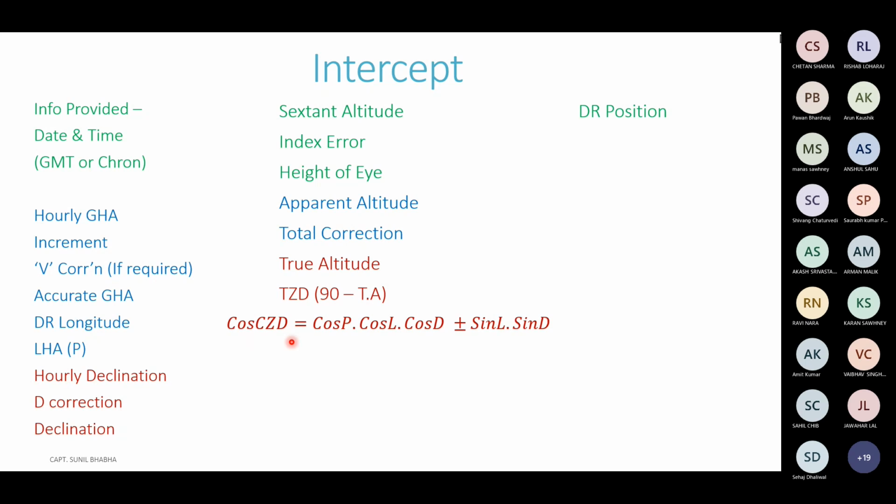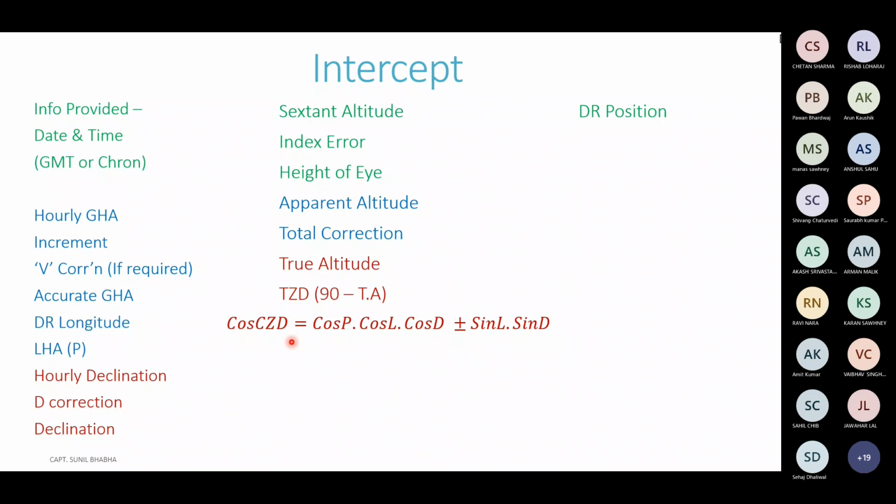Now coming on to the calculated zenith distance. Now TZD and MZD were both obtained with observations. We used the sextant, and from the sextant we obtained the true altitude of the body, and that was used to get the TZD or MZD. Now there is a way with which the zenith distance of the body can be found out without an observation. That is by using the formula.